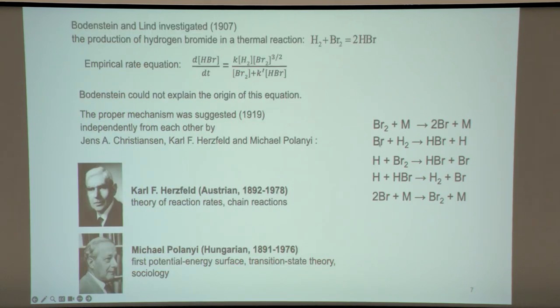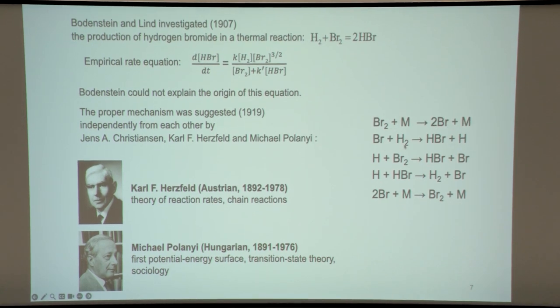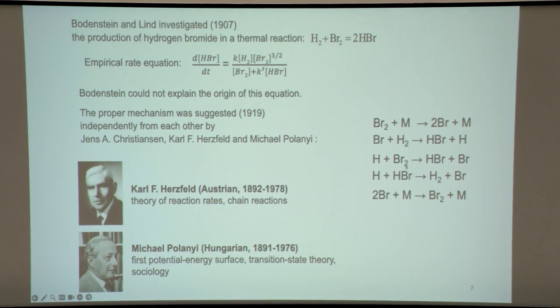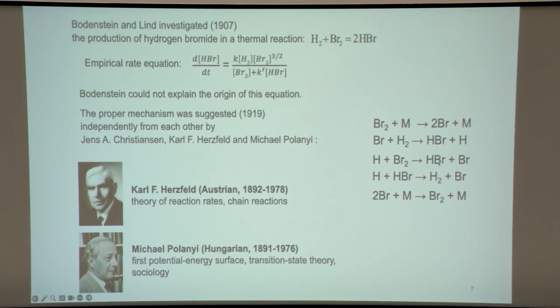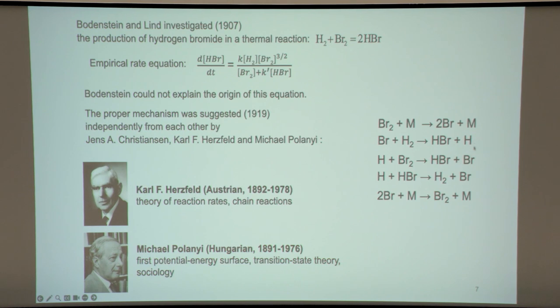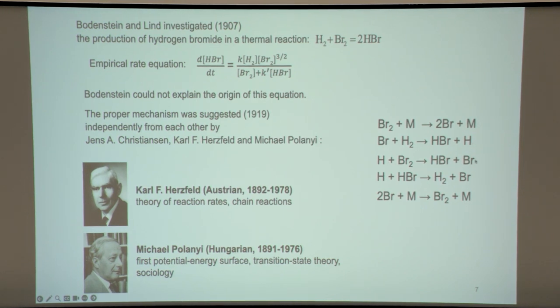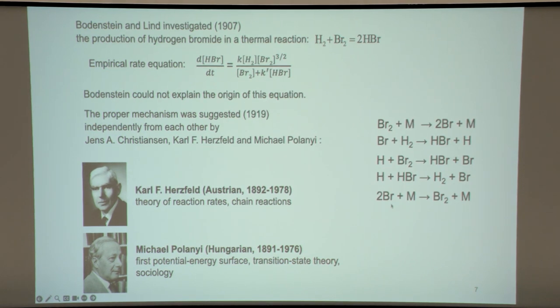So bromine plus some third body, M, could be a photochemical reaction, could be initiated by pressure. He just says the bromine splits apart to make two bromo radicals. Bromo reacts with hydrogen to make hydrogen bromide. H plus Br2 can also become hydrogen bromide plus Br. So this hydrogen is propagating. Bromo radical is then formed. Then H plus HBr becomes hydrogen plus bromine. And eventually at the termination step, 2Br plus M goes to Br2 bromine plus M.